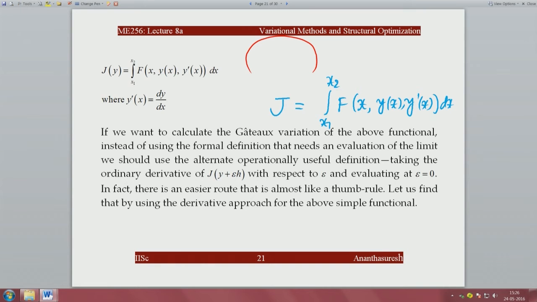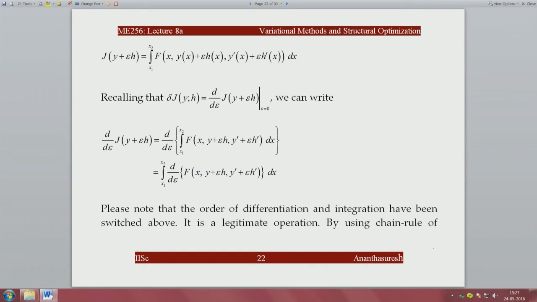Now, we already said that if you want to get the Gâteaux variation, that is delta J of y and h, which involves d by d epsilon and all of that, we said d by d epsilon of J of y plus epsilon h, where epsilon tends to 0. Okay. So, if you want it more like a mnemonic, or what sometimes people call the delta operation, you can just follow this. Where we had this function f, instead of y we replace with y plus epsilon h and y prime with y prime plus epsilon h prime. Now, you need to take the derivative of this with respect to epsilon and then substitute epsilon equal to 0.